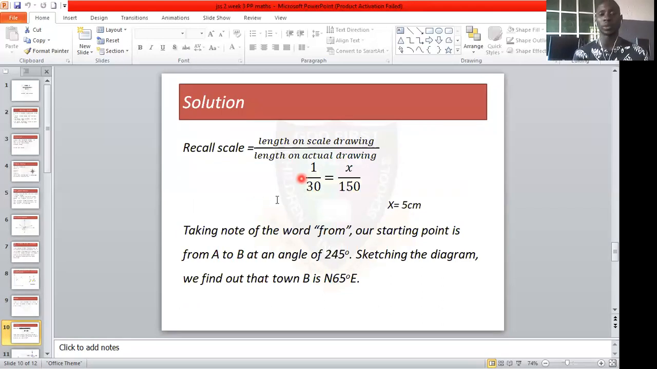1 over 30 equals X over 150 kilometers. If you cross multiply and make X the subject of the formula, your X will give you 5 centimeters. Take note of the word "from".